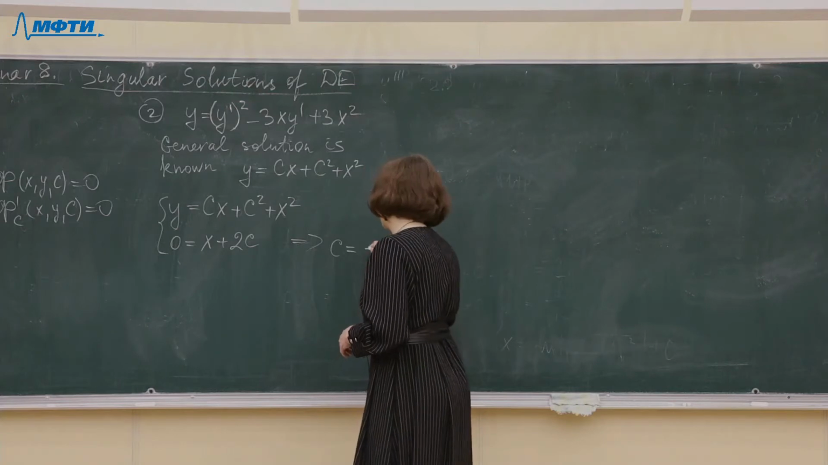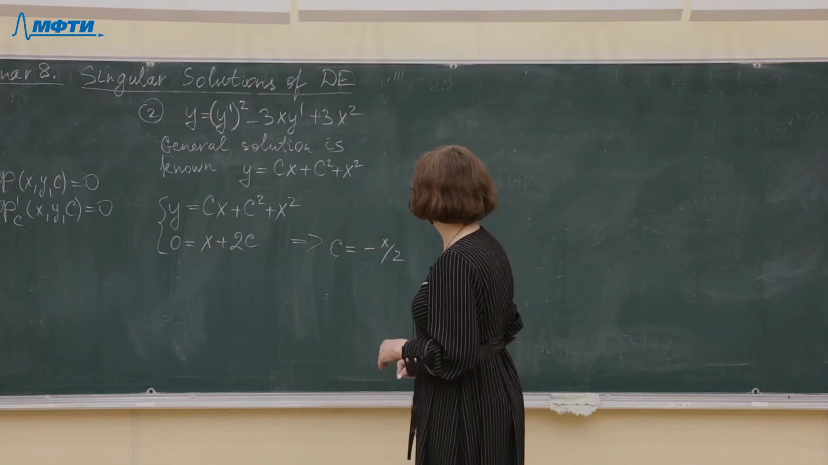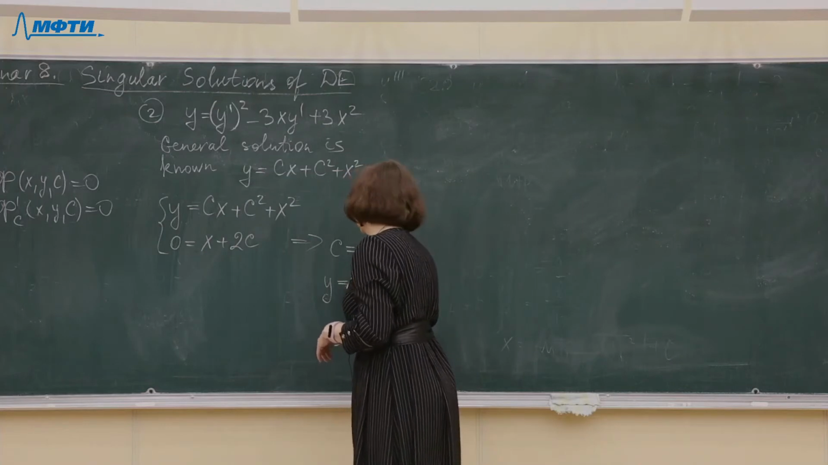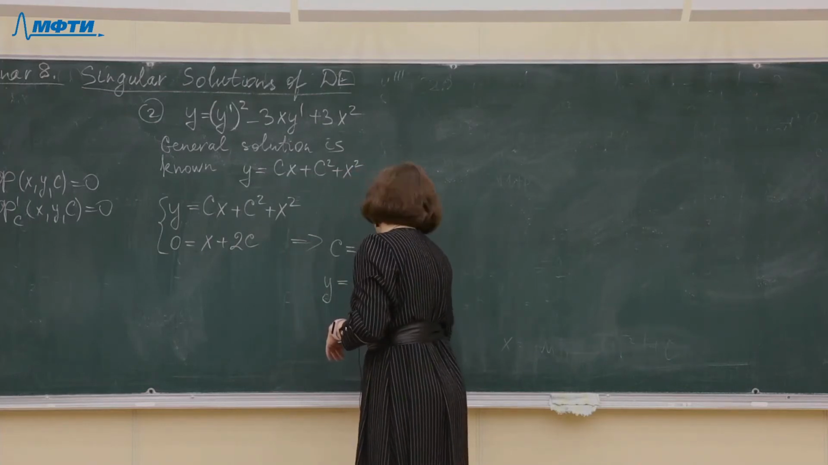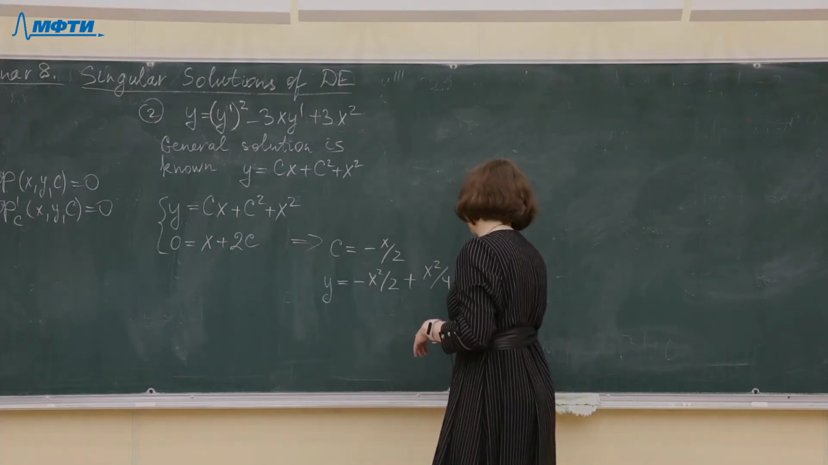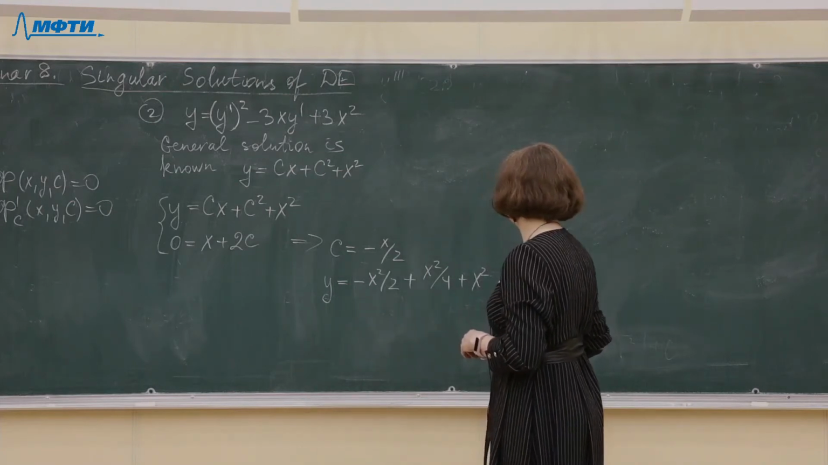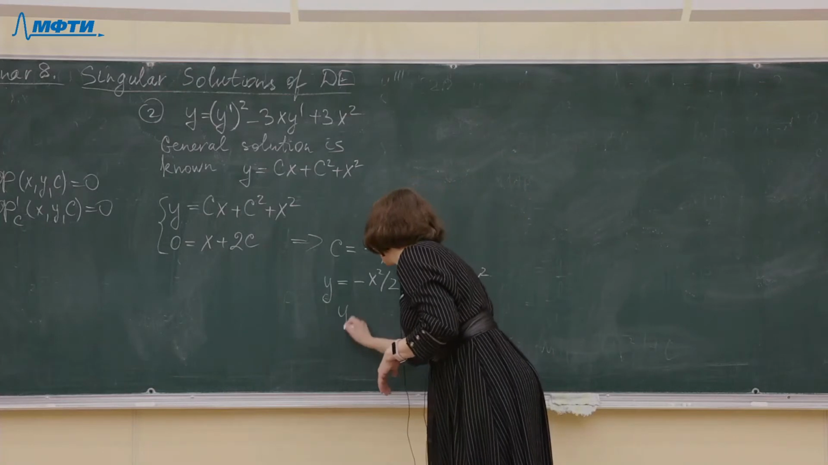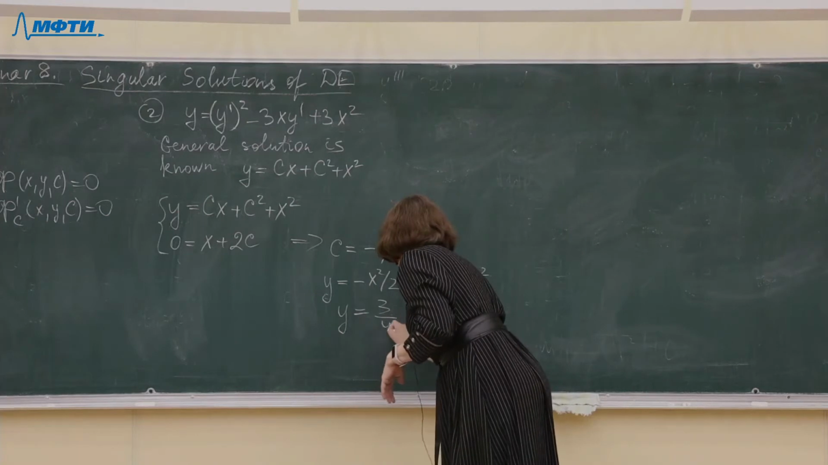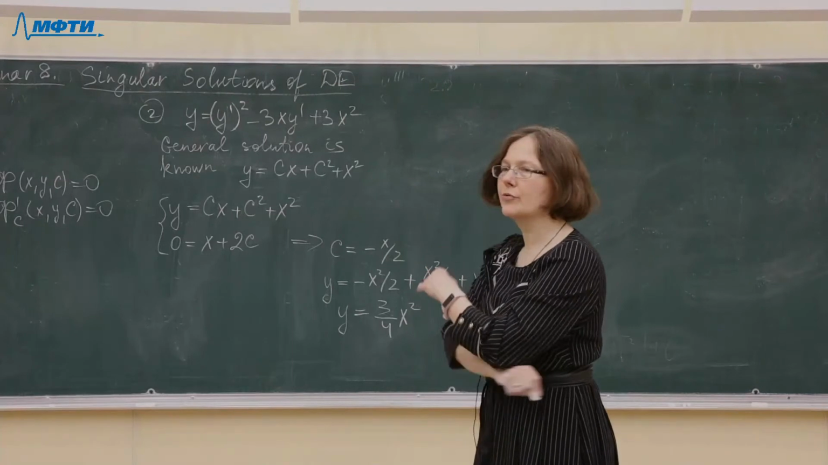So the second equation is more simple, so we can solve it for c in terms of x: c equals minus x half, and substitute it into the original equation, and we will get y equals minus x squared half plus x squared over 4 plus x squared. We can simplify it, and it will be equal to 3/4 x squared. So this is the answer: y equals 3/4 x squared.